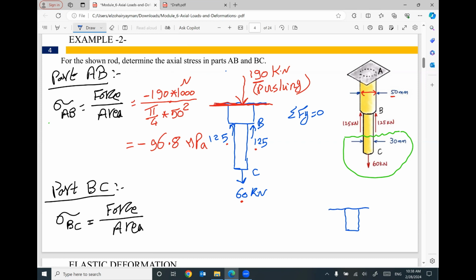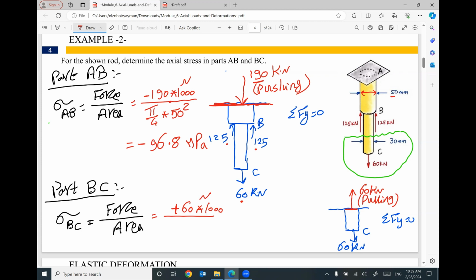I cut here at C. We have here C and I cut here. So we have a force here, 60 kilonewton. Very simple. If you apply summation F of y equals 0, we must have a force coming up equal to 60 kilonewton also, so we have equilibrium. This force related to this cut is pulling. So we will have tension. That means the applied force will be positive 60 kilonewton. I'm going to multiply it by 1000 to be in Newton. Positive because your force is pulling.